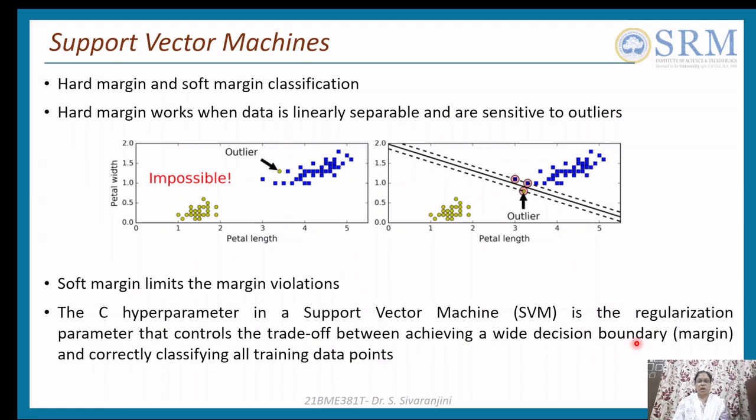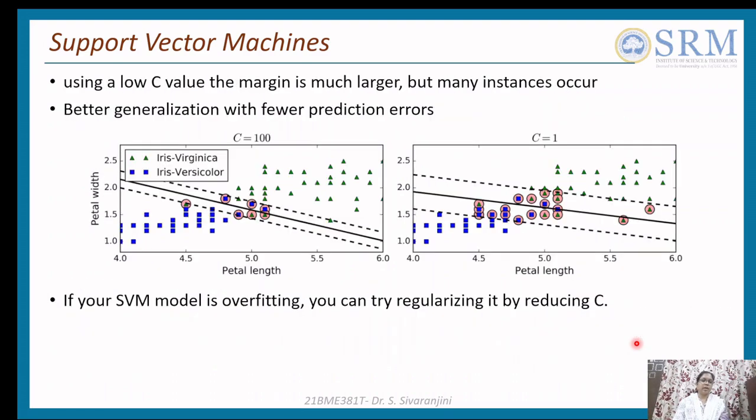Okay, so how should this value of C be? Using a lower C value, the margin is much larger, but many instances occur. Okay, so what are these instances? They are the errors, okay? Errors that the system has to tolerate. So for better generalization and fewer predictions overall, we need a lower value of C, okay? Better generalization occurs when we have a lower value of C.